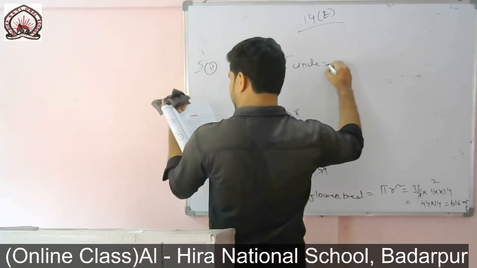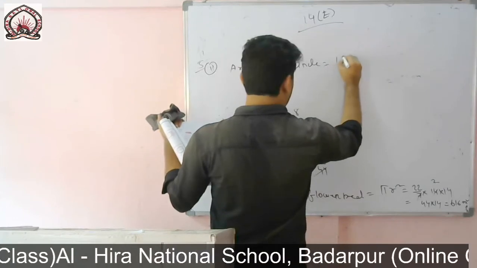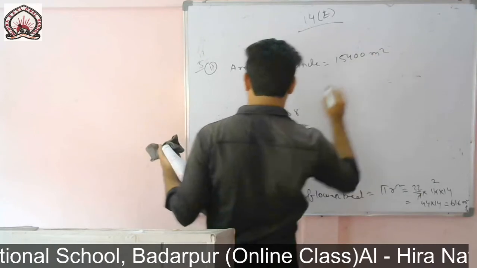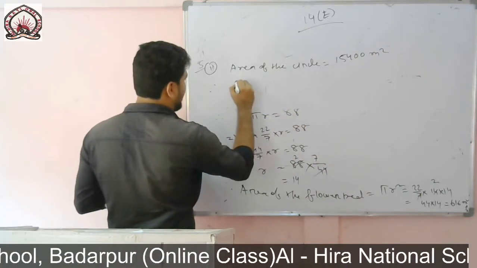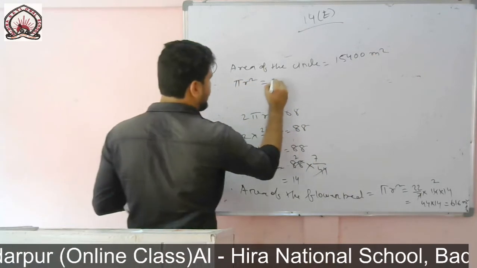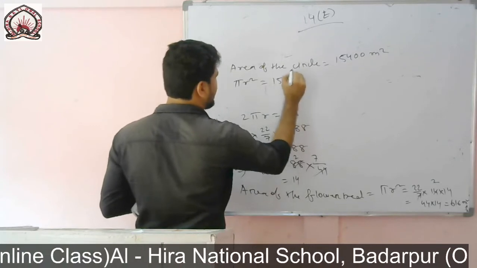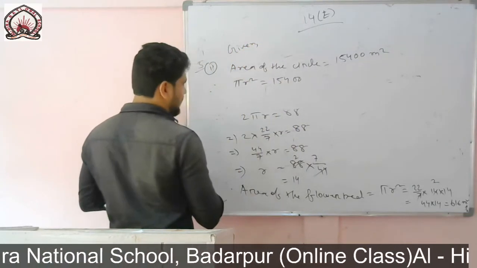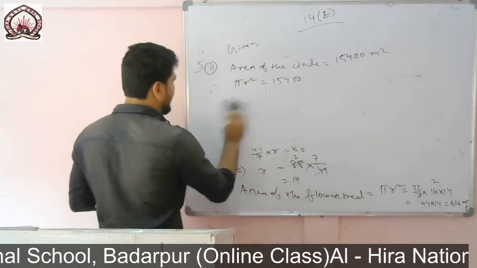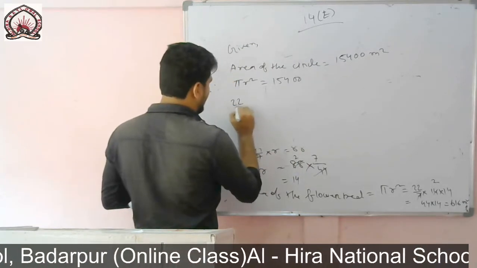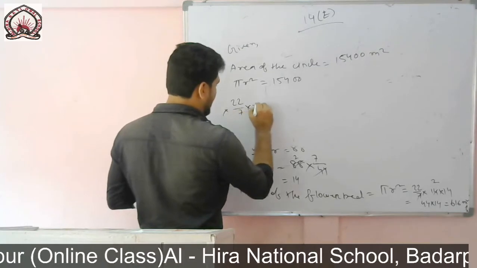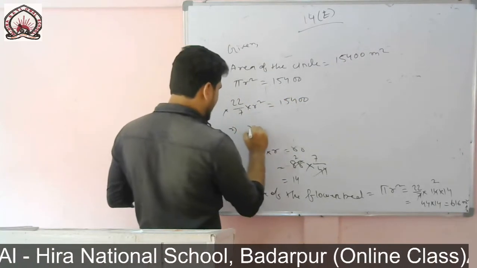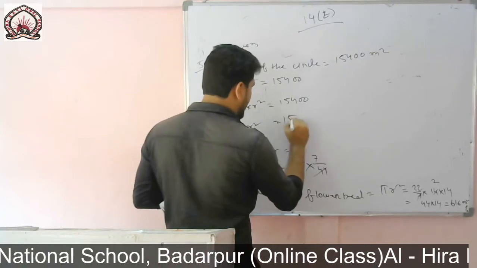Equals to what? 154. No, that's square. Therefore, pi r square equals 15400. From there you can find 22/7 into r square equals 15400. You can find r square equals to what?